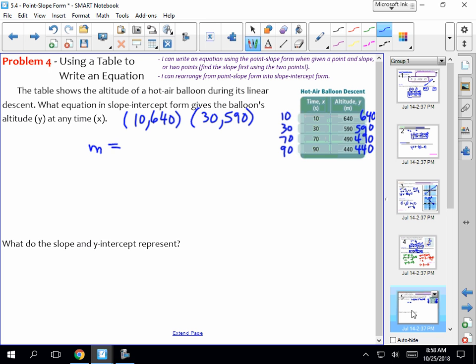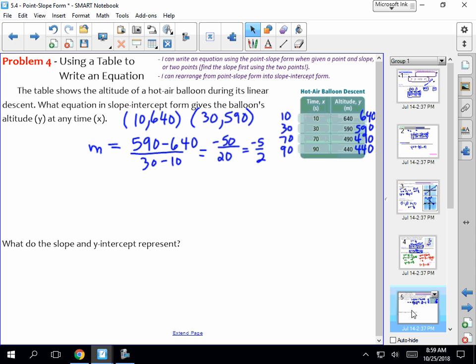So the slope would be 590 minus 640 over 30 minus 10. So 590 minus 640 is a negative 50, and 30 minus 10 is positive 20. That simplifies to negative 5 over 2. Now that makes sense to me because they said this was a descent. It's going down, so a negative slope makes sense to me.